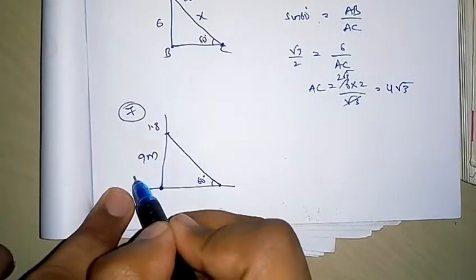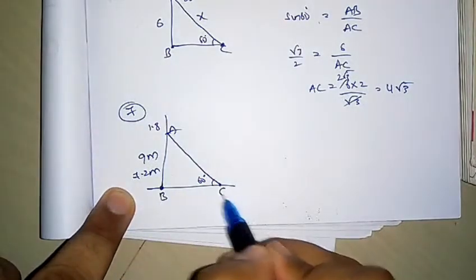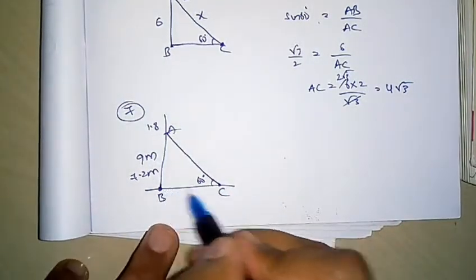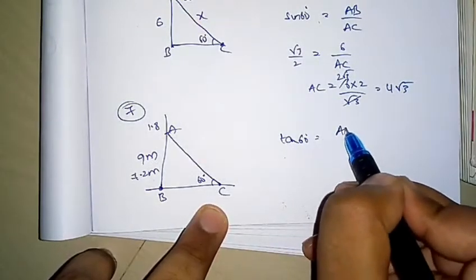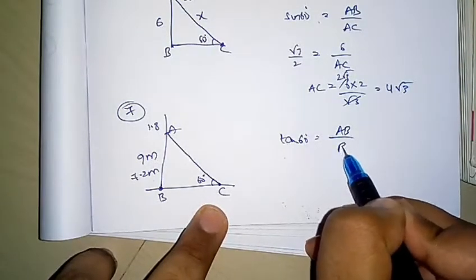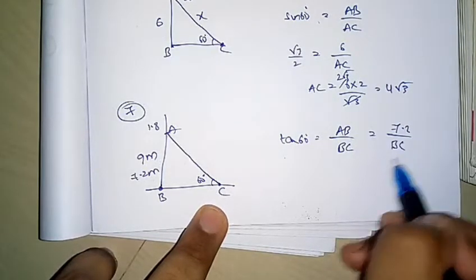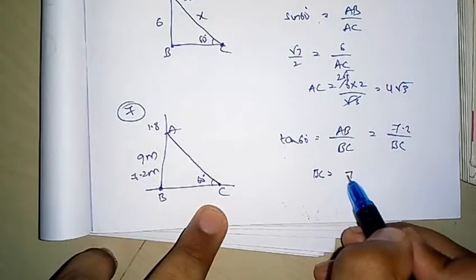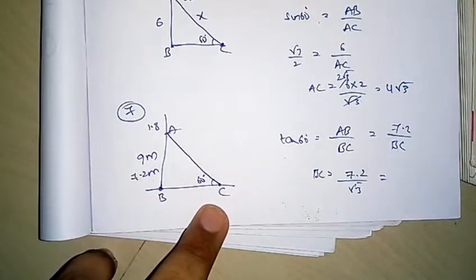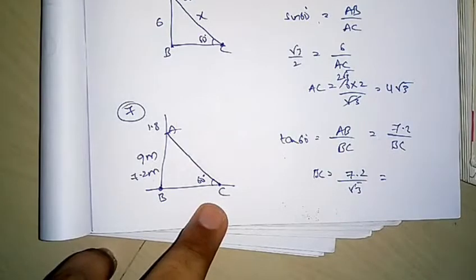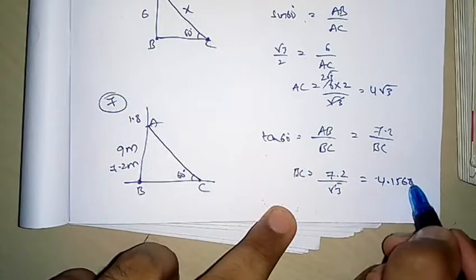So 9 minus 1.8 is 7.2 meters. This length will be 7.2, and you are asked to find BC. So tan 60 is equal to AB by BC, which is equal to 7.2 by BC. So BC is equal to 7.2 by root 3, which is equal to 4.1568 meters.